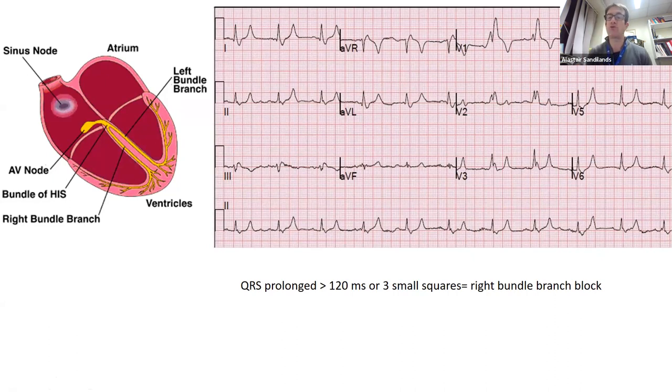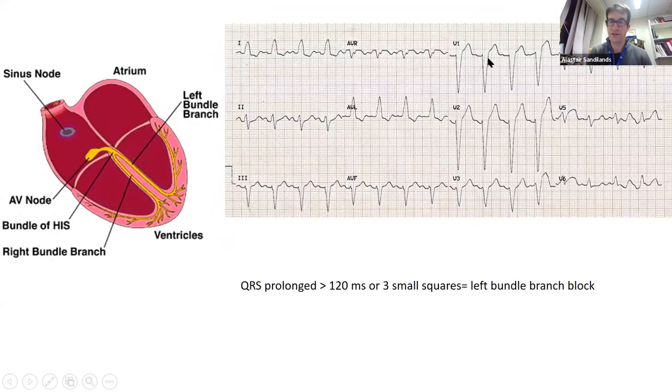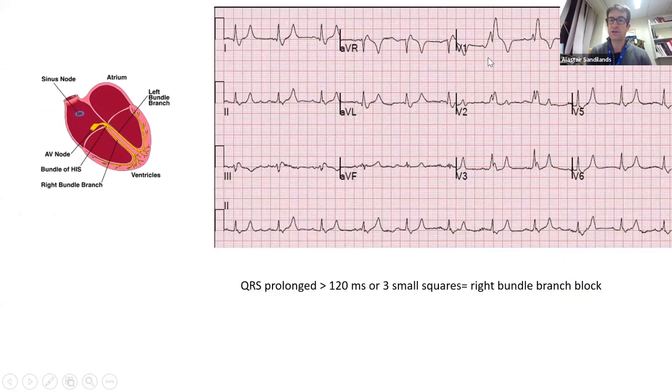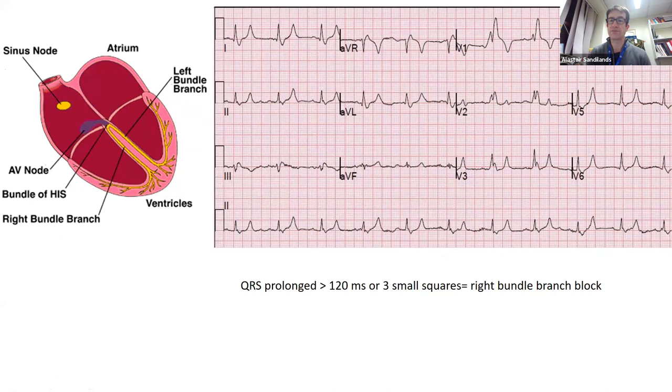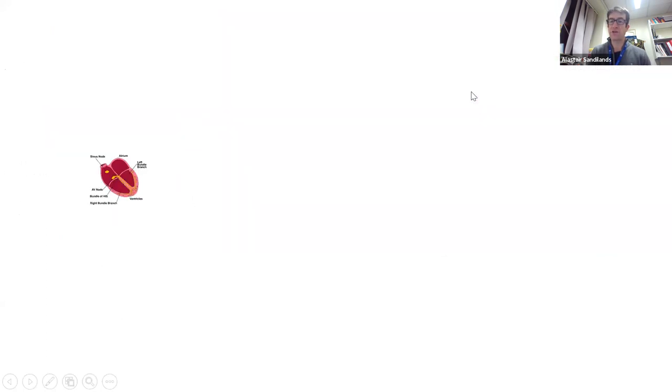How can we check that we have right bundle branch block? The best way is to look in aVL, where we have what we call a slurred S wave. That helps us know we've got right bundle branch block. A similar thing in V6, the slurring of the S wave before it goes to the T, is indicative of right bundle branch block. The major thing is V1 being positive. If I flick between them, left bundle branch block is negative, and right bundle branch block is positive, above the isoelectric line. Right bundle above, left bundle below.